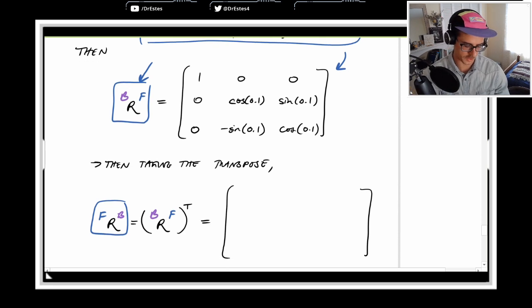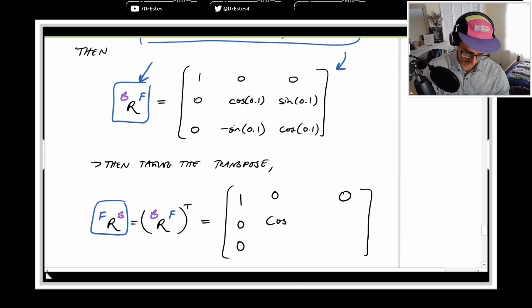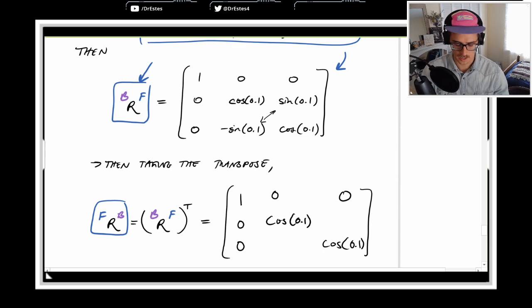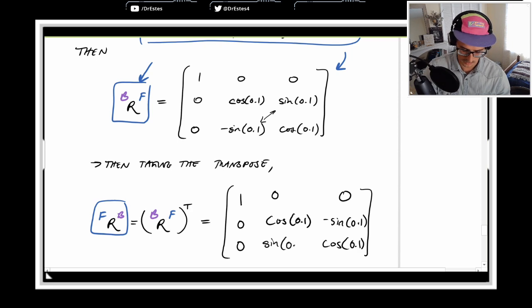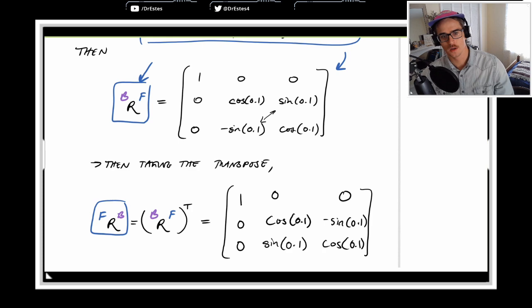So let's take the transpose of this matrix up here. Basically you exchange the rows and columns. The diagonal will remain the same, so I'll still have these cosines. So really all that happens in the transpose is that I'm going to alternate these two sine expressions. Minus sine 0.1, and then... So that's all you need to do to take the transpose of this.